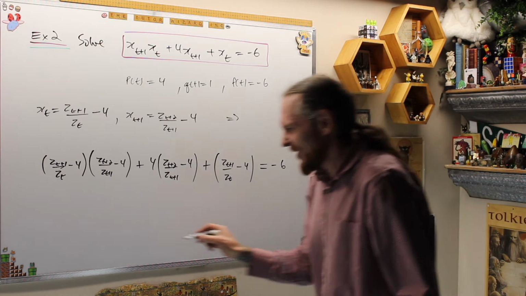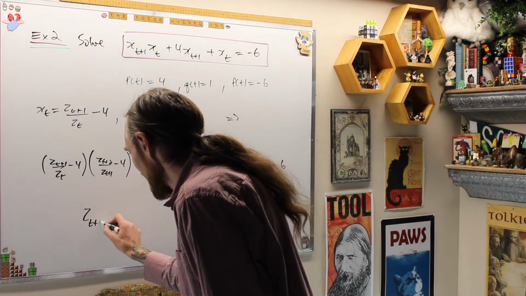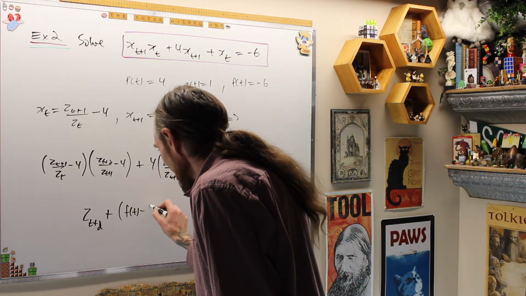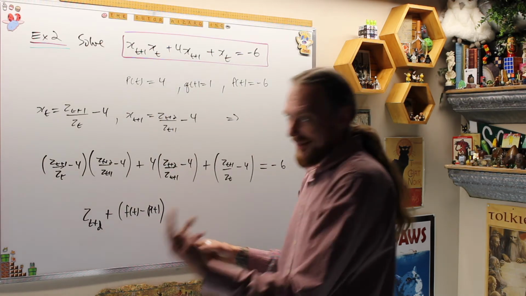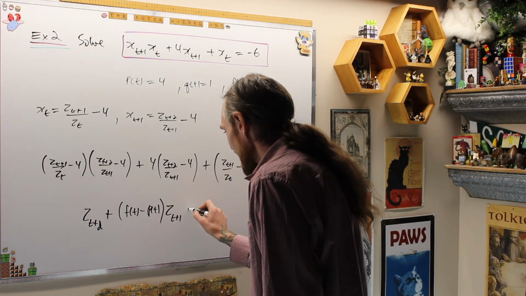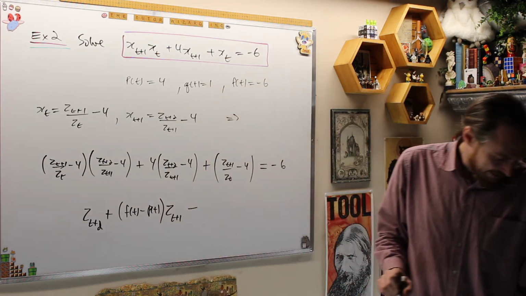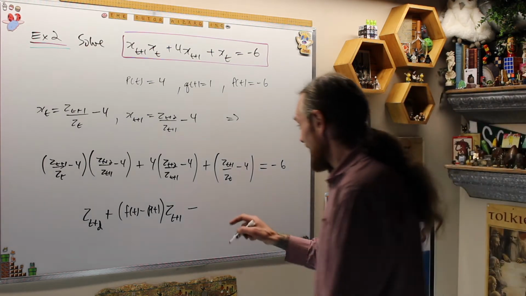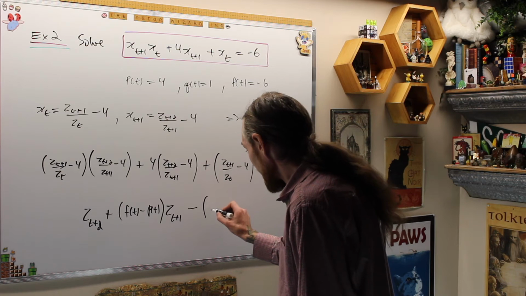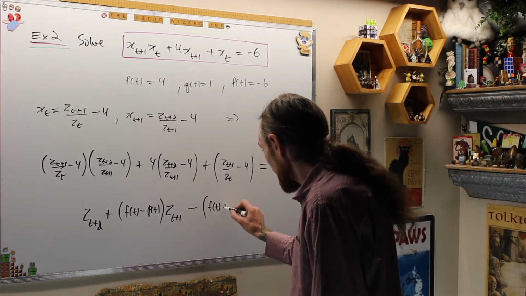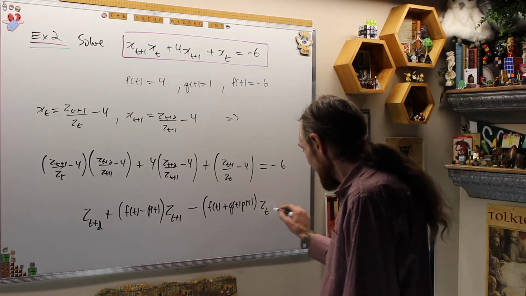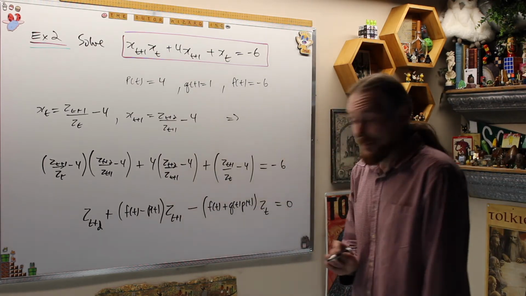They say simplify, and what does that say? We should get z_{t+2} plus, what was it? f of t minus p of t. I have some practice, but that's what it's going to be. z_{t+1}, and then minus, did I write it down correctly? Yes. I had to check even. See, you're not allowed to check on the exams. Minus, it's going to be f of t plus q of t p of t times z_t equals 0.